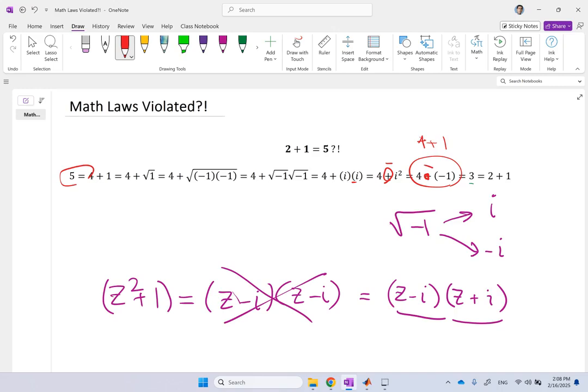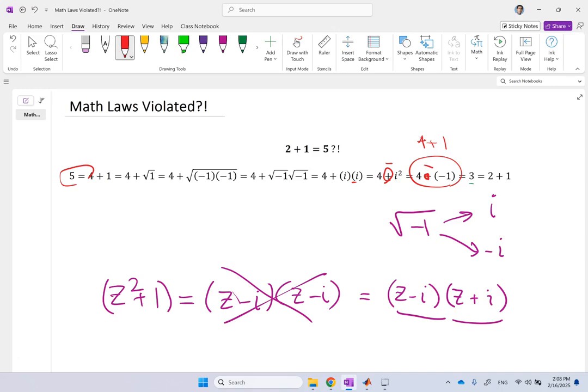So here you separated this component into these two separate square roots. And based on complex numbers, that square root of negative 1 is i. So here, for each one of them, you have 1 i. And so it's 4 plus i times i, or i squared. And i squared, just based on here, i squared is what? Is negative 1. So I write it back, and that is equal to 3. And 3 is 2 plus 1. There we go. Look here. 2 plus 1 equals 5. I violated everything that you learned in school, right?